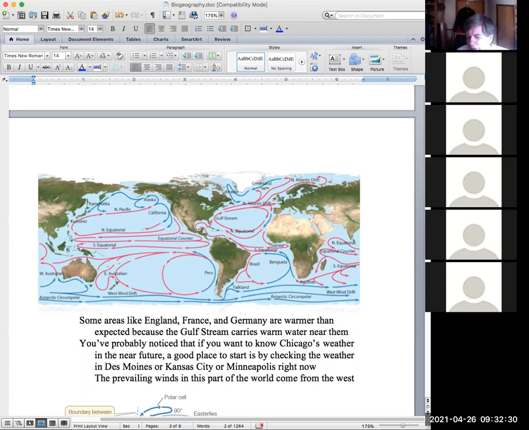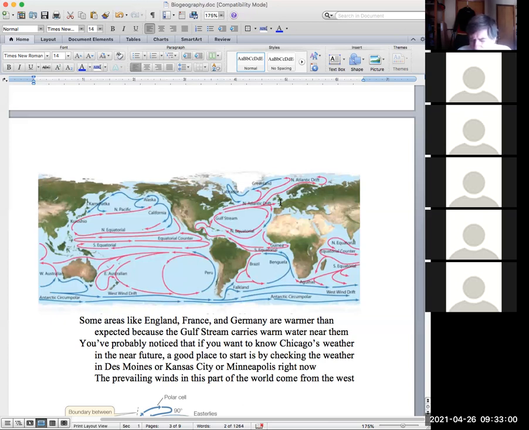Notice if we look at England, the United Kingdom here, these little islands, look at how far north this is. The United Kingdom, England, is as far north as Canada. It's as far north as southern Alaska. The climate in England is not as cold as it is in Alaska or Canada. Why? Because of this warm Gulf Stream carrying water in that direction.